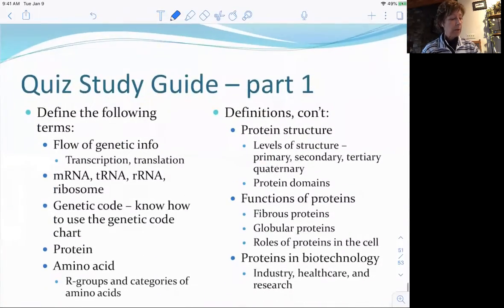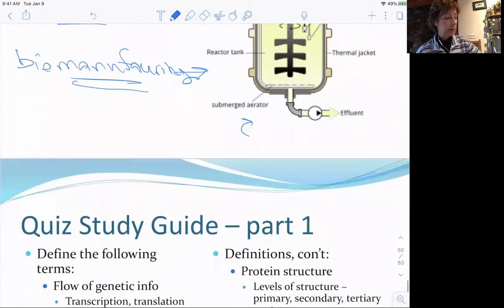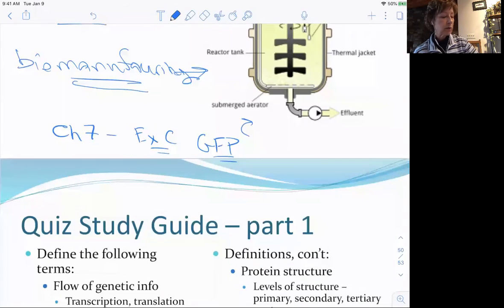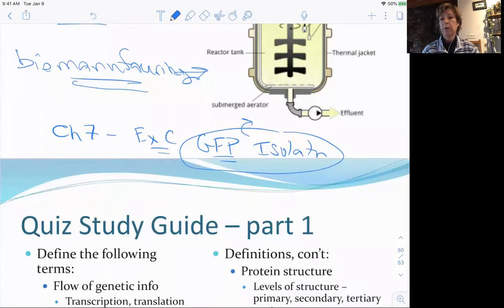So I will encourage you to read chapter 7 and watch the videos. And then when you go to exercise, I think it was exercise C on the isolation of the green fluorescent protein. So GFP isolation is the lab we're going to do this week. So read over that procedure. We're going to be growing the bacteria, breaking them open, and then isolating the protein using a chromatography method.